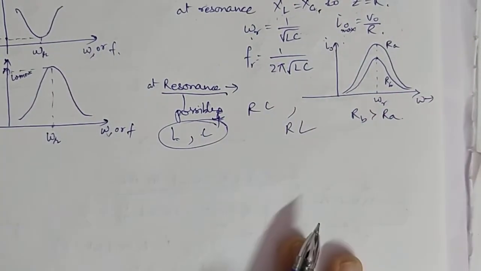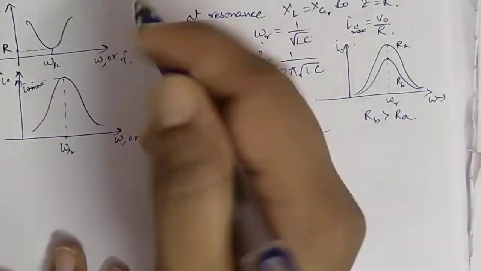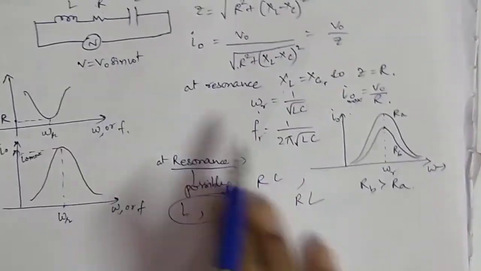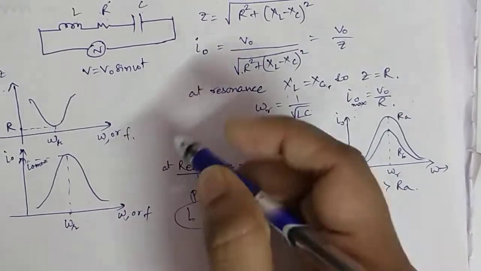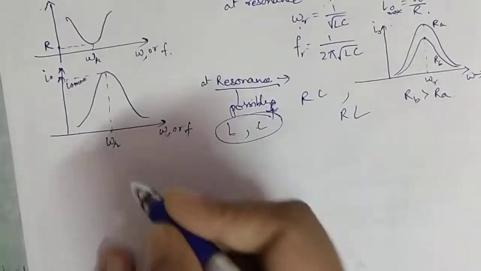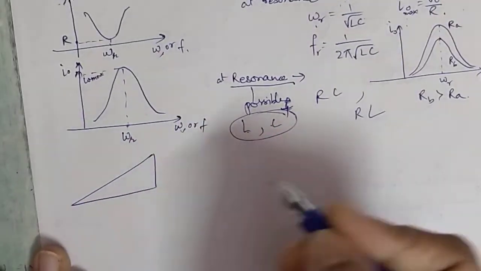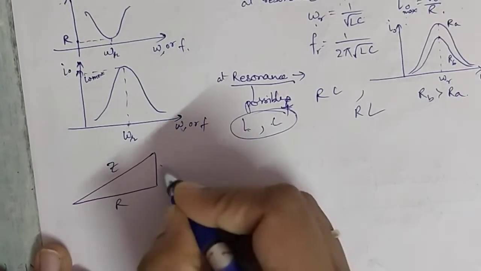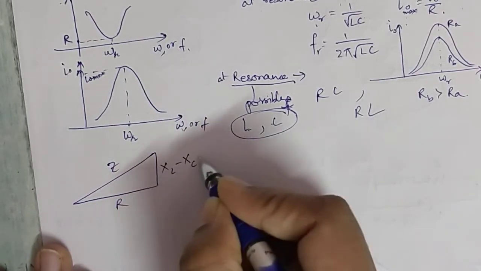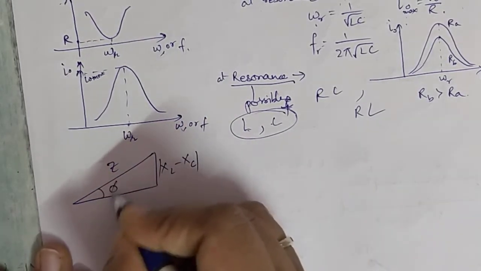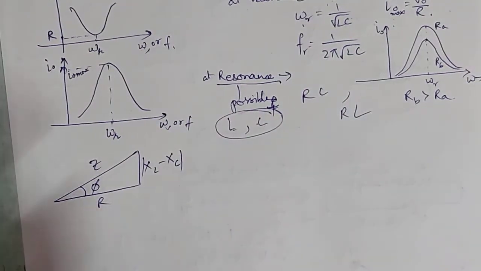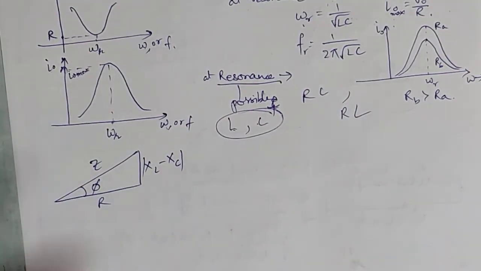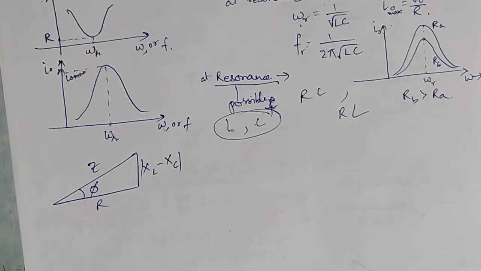There will be some phase difference. Now when we did this with the phasor diagram, we obtained this expression, and then we got the impedance triangle, in which this was Z, this was R, and this was XL minus XC, or XC minus XL. And this was the phase difference. Now this phase difference can be positive or negative depending on whether the circuit is inductive or capacitive.